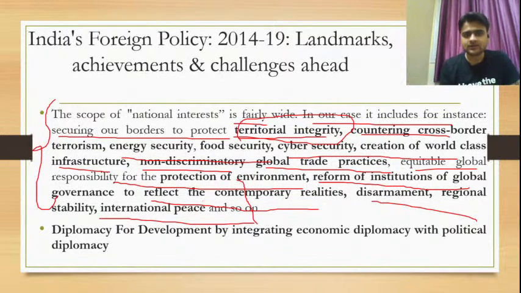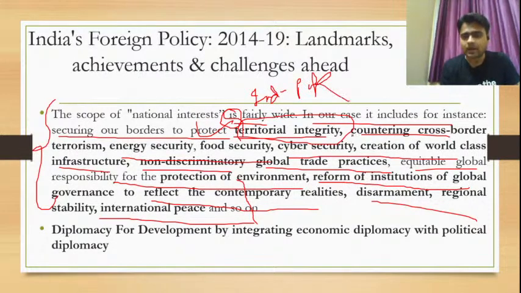You can give me an example of where we are trying to pursue territorial integrity. It can be India Pak, isn't it? It can be India China, isn't it? This is one example. Then where we are trying to collaborate for countering cross-border terrorism, what can be the example? The example can be the Nuclear Security Summit, isn't it?